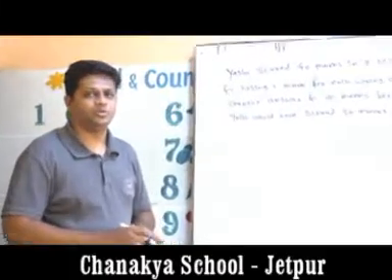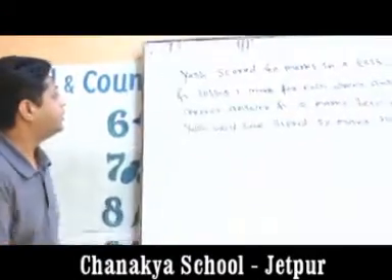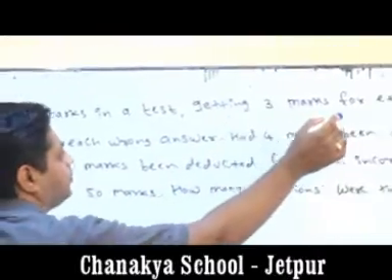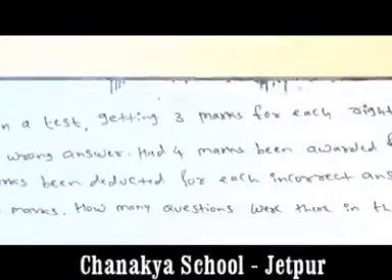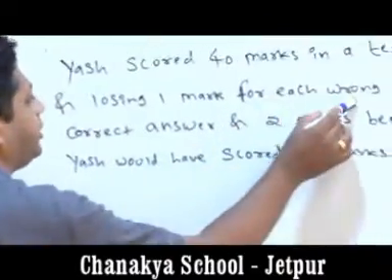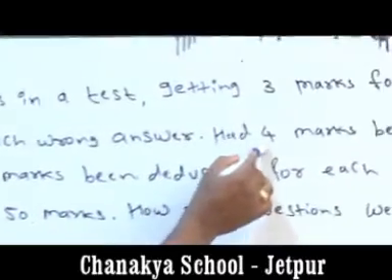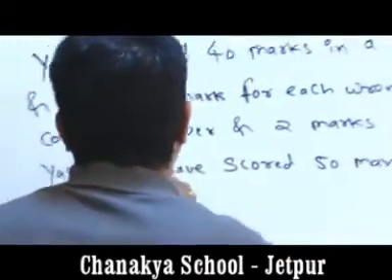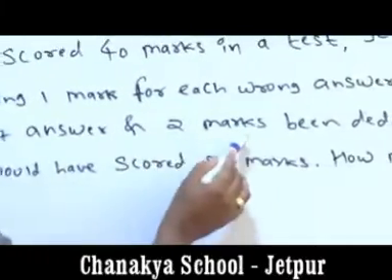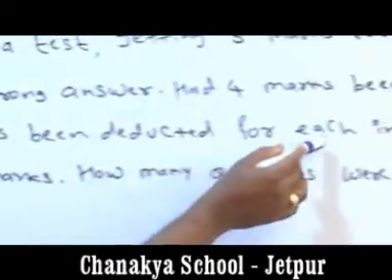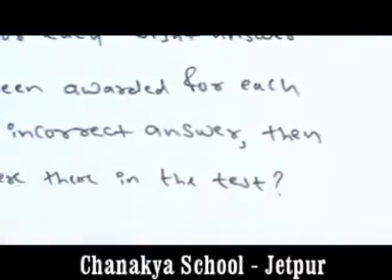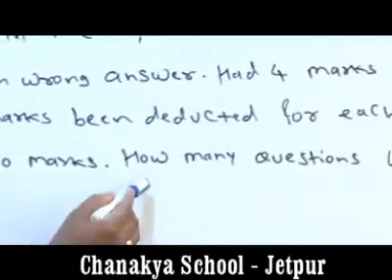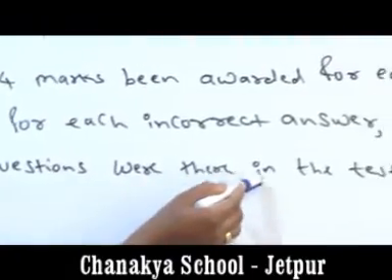Students, now moving to next method. Yash scored 40 marks in a test, getting 3 marks for each right answer and losing 1 mark for each wrong answer. Had 4 marks being awarded for each correct answer and 2 marks being deducted for each incorrect answer, then Yash would have scored 50 marks. How many questions were there in the test?